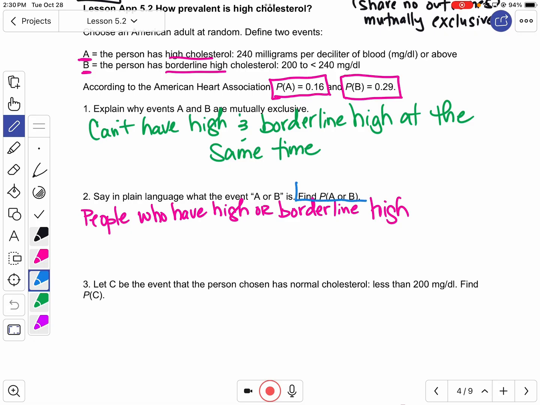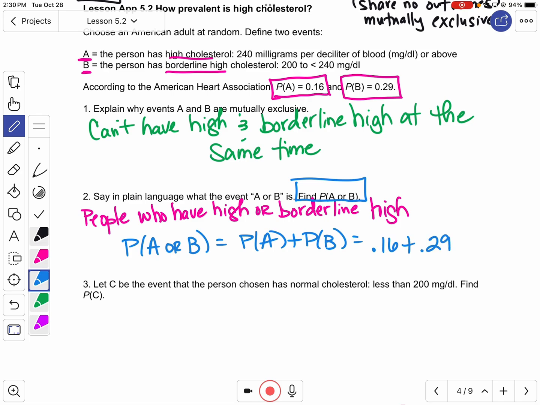Then it asks me to find that probability. Okay, the probability of A or B. Well, because they're mutually exclusive, we just need to add those two probabilities. The good news is they gave them to me. So all I have to do is add those two numbers together. So I'm going to add 0.16 plus 0.29, and it's going to give me the answer that I'm looking for. I believe that's 0.45 if you add it together.